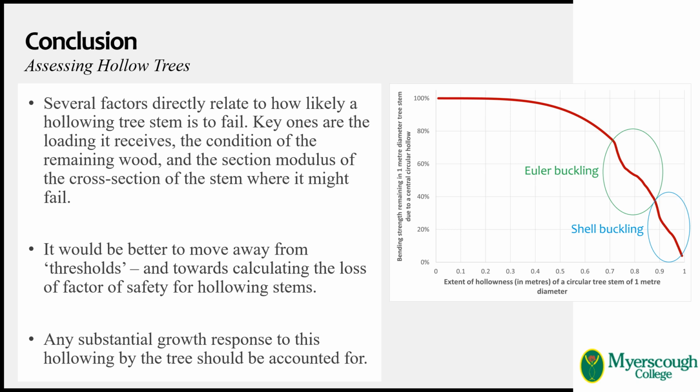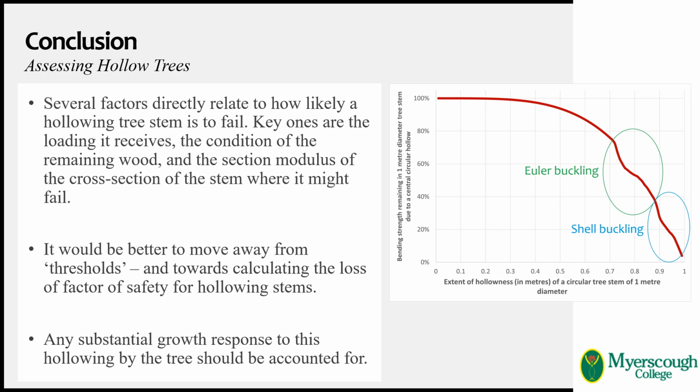Okay, so what have we learnt? I would highlight that there are several factors that directly relate to how likely it is that a hollowing tree stem will fail. We need to get more accurate as to the loading that part of the tree receives at different wind strengths and with the wind acting in different directions. The nature and condition of the remaining wood should be accounted for as best we can.